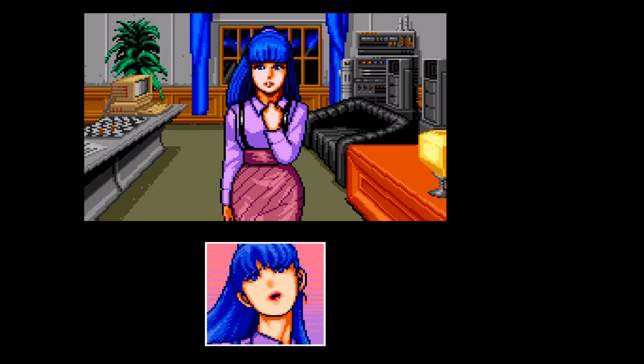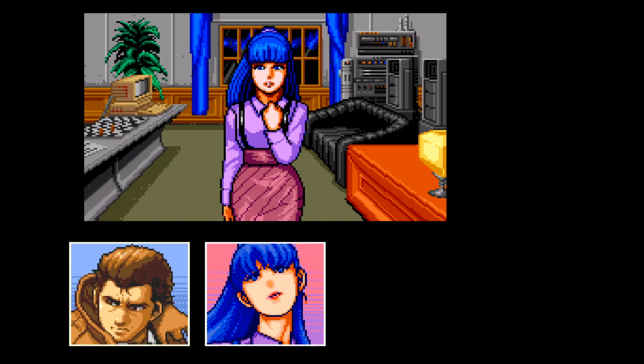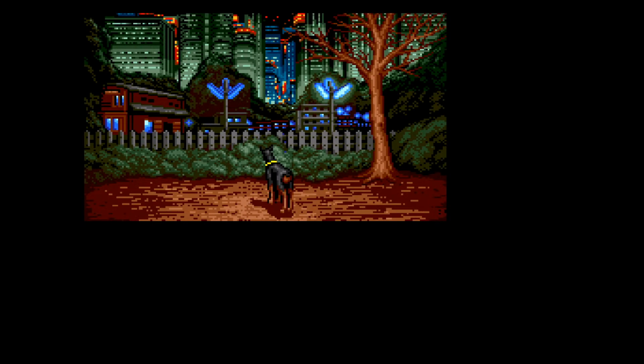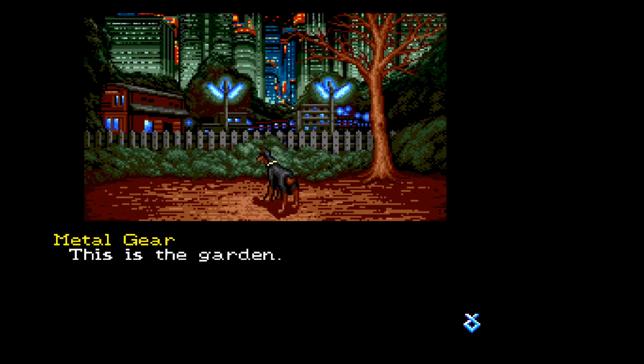What's wrong with Alice? Is there something out there? A Snatcher, maybe. Katrina, you stay here. First thing he jumps to is a Snatcher, of course. This is the garden.